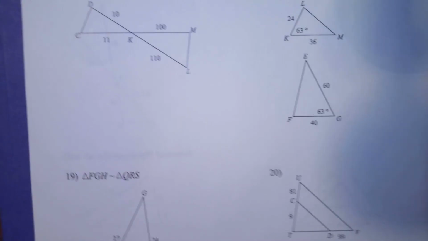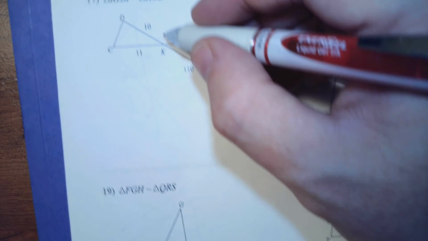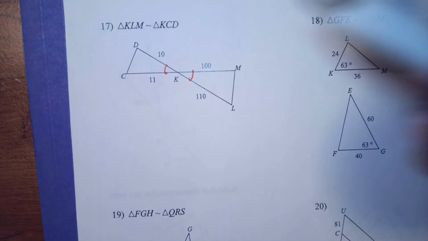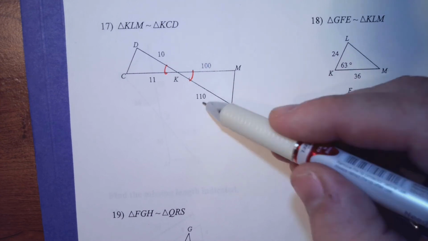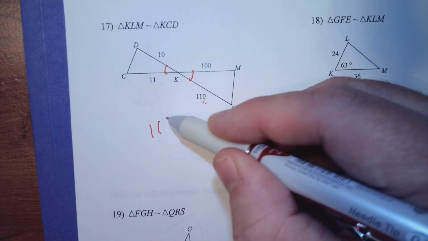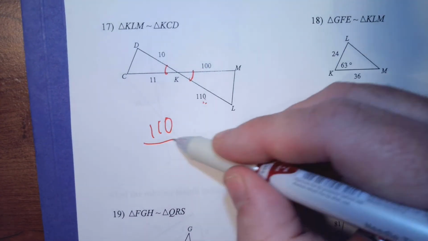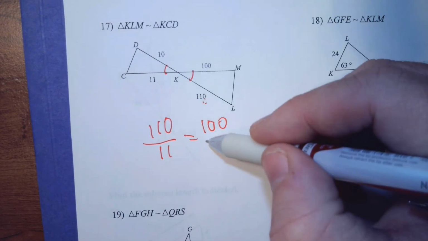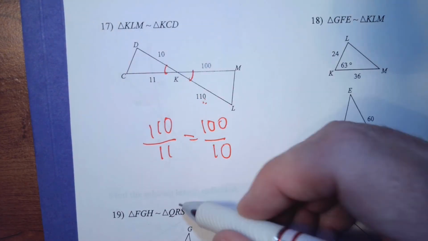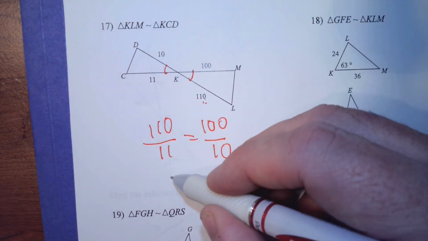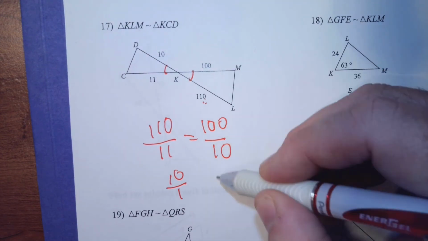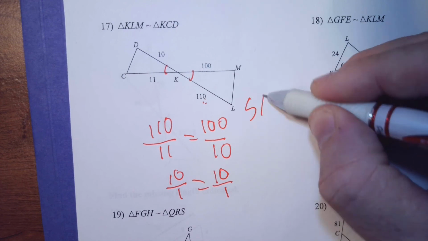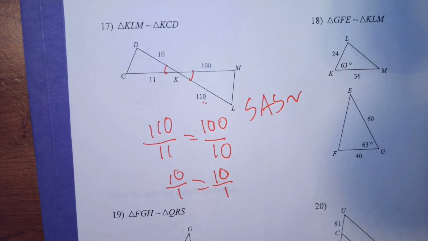All right, let's look at this one. Okay, let's make sure we can see this. Angle, angle, sure. That's my vertical angles. Now I'm going to do big with big, little with little, and they both reduce down to 10 over 1 and 10 over 1. So that equals, so this would be an SAS similarity.